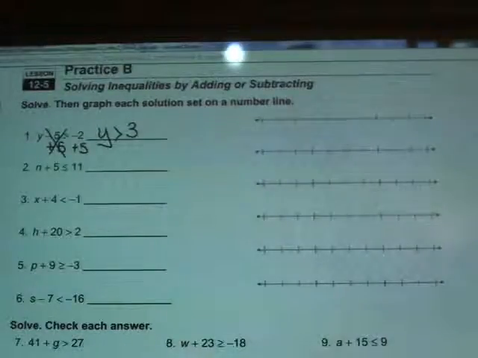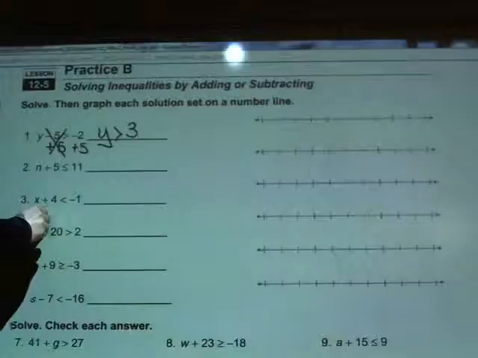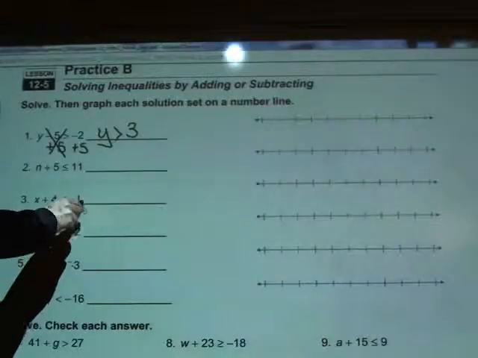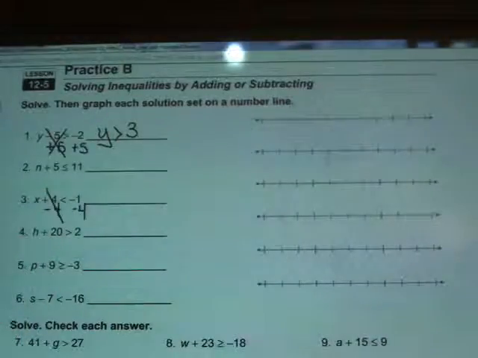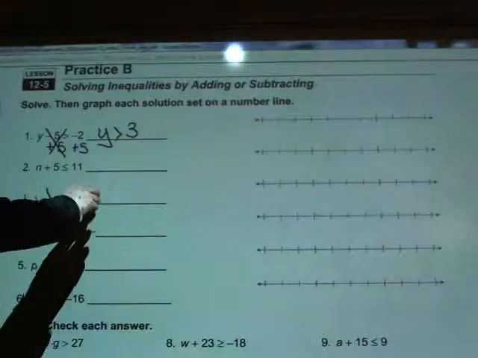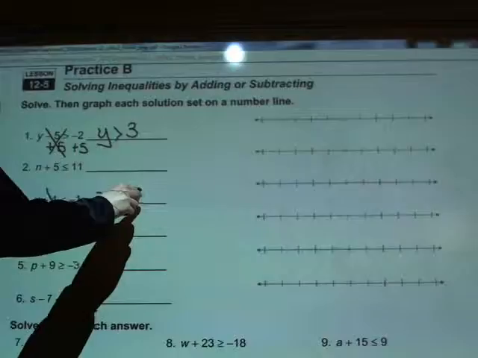Moving the 4, I'm going to do the opposite, and since it's got a big old addition sign in front of it, the opposite is to subtract 4 from both sides. This minus 4 plus 4 cancels each other out, and I've got negative 1 minus 4. Again, I'm doing exactly what it says. That's going to give me negative 5.